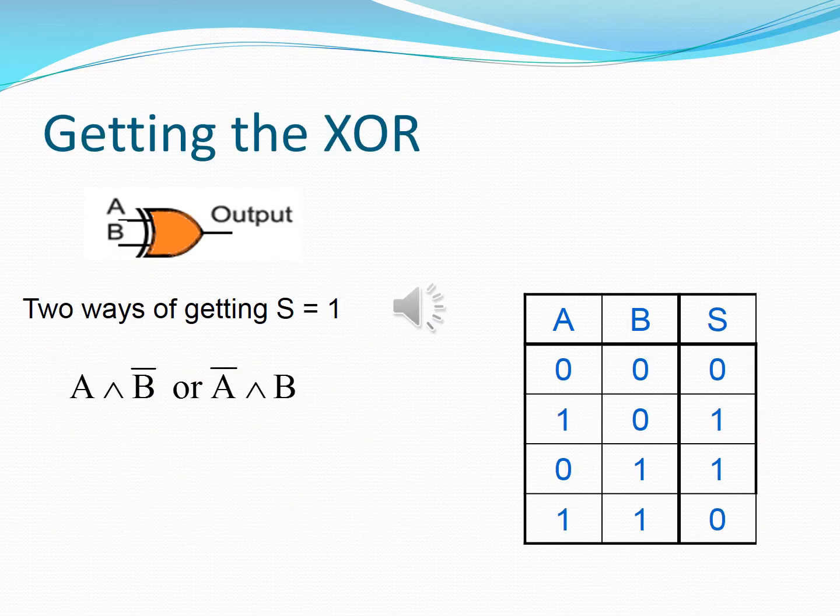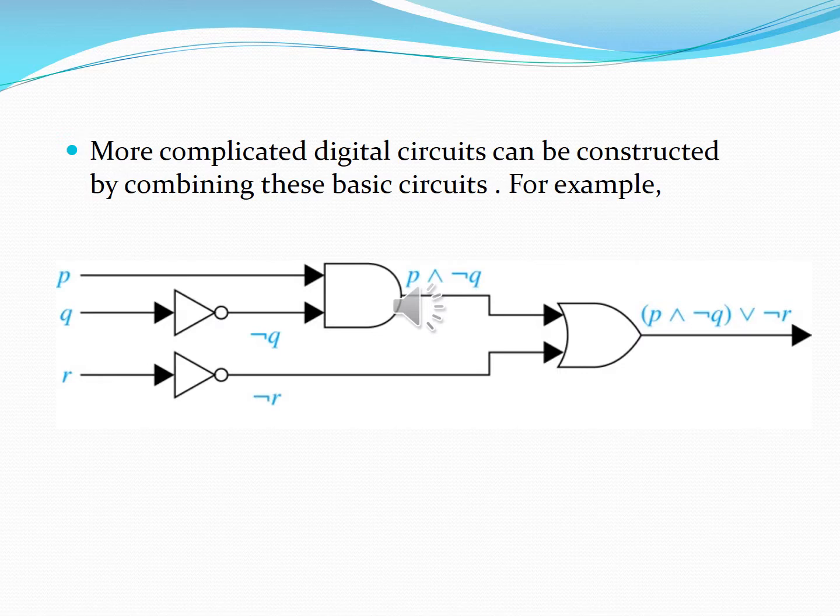Getting the XOR to be 1. There are two ways of getting S, or the output of the XOR, to be 1, as is stipulated here in this truth table. More complicated digital circuits can be constructed by combining these basic circuits. We mean by basic circuits the logic gates.